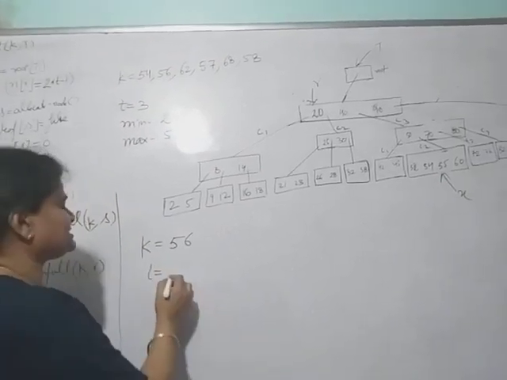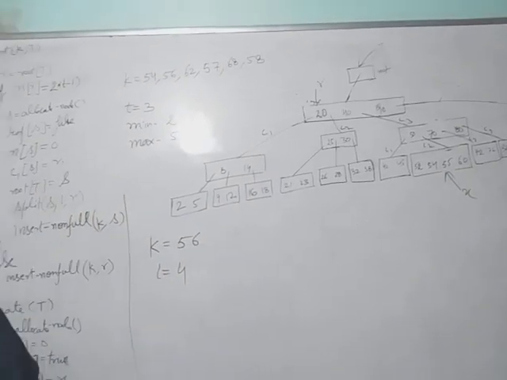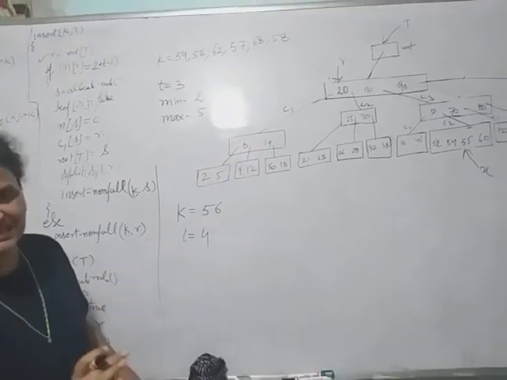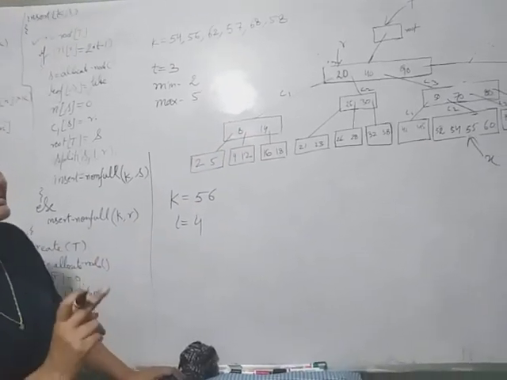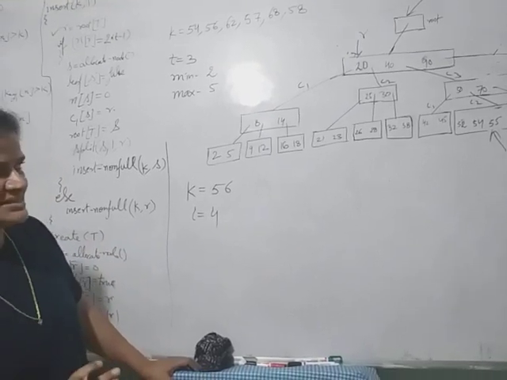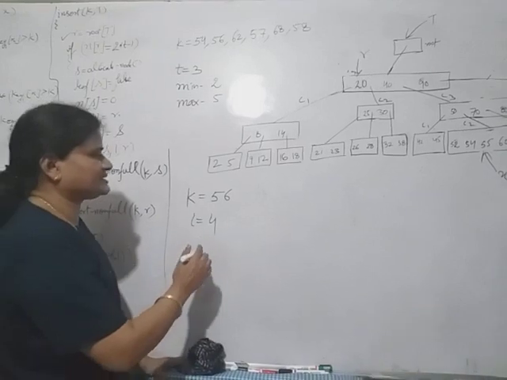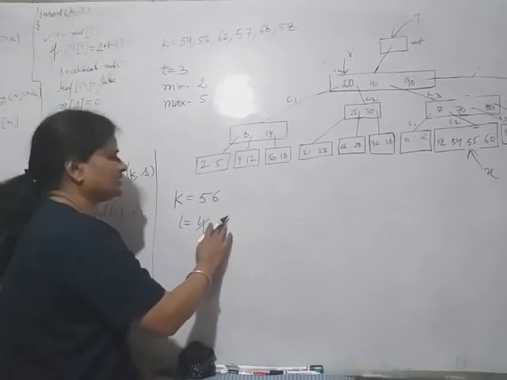Again I will be initialized with 4, because now x contains the 4 number of keys. So I is initialized with nx, from the last. 60 is greater than 56. So here the 60 is greater than 56, so I will be 3.